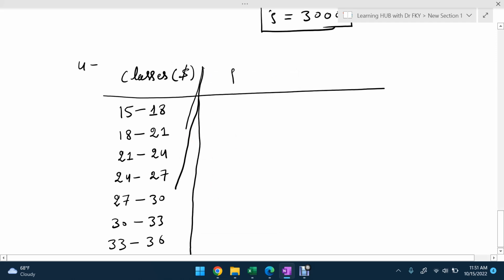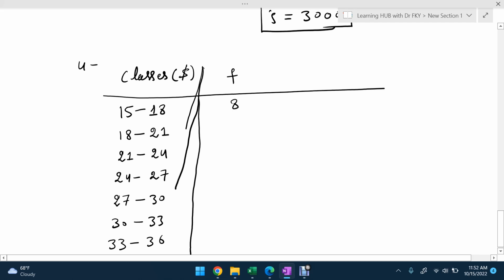Now the frequency means that you need to count the values between 15 and 17.99. 18 should be included in the next interval. Remember, I'm repeating this because it is important: these intervals should be mutually exclusive. So you need to count the values between 15 and 17.99, and the frequency from the given data is 8 for this interval.